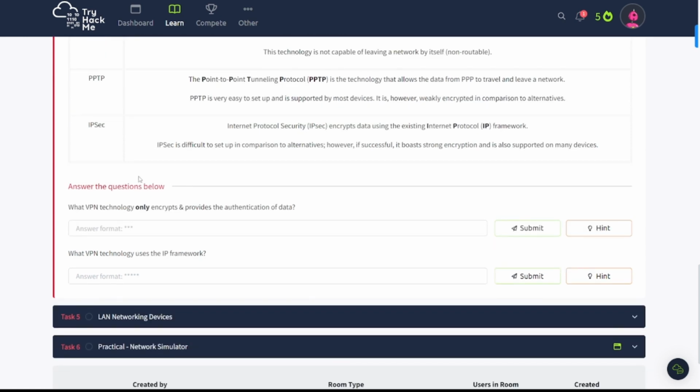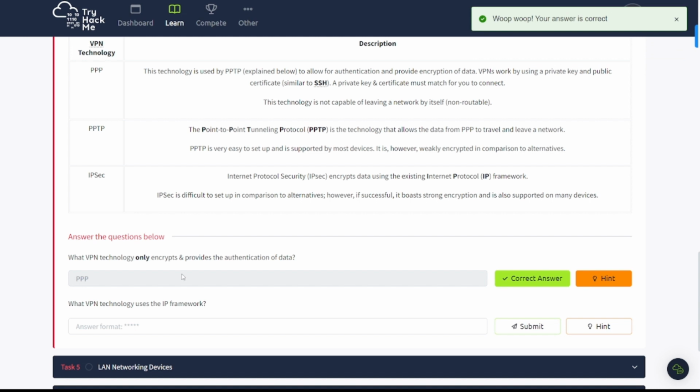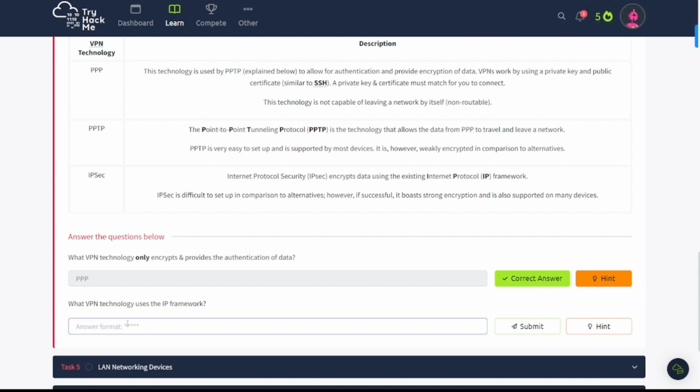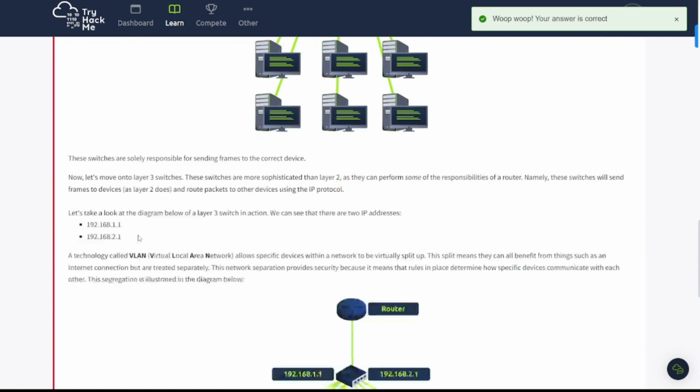All right, let's answer some questions here. What VPN technology only encrypts and provides the authentication data? That's going to be PPP. So let's go ahead and type this in here. There you go. What VPN technology uses the IP framework? As we saw, it's going to be IPsec. So there we go, IPsec. Now let's continue on to task number 5.